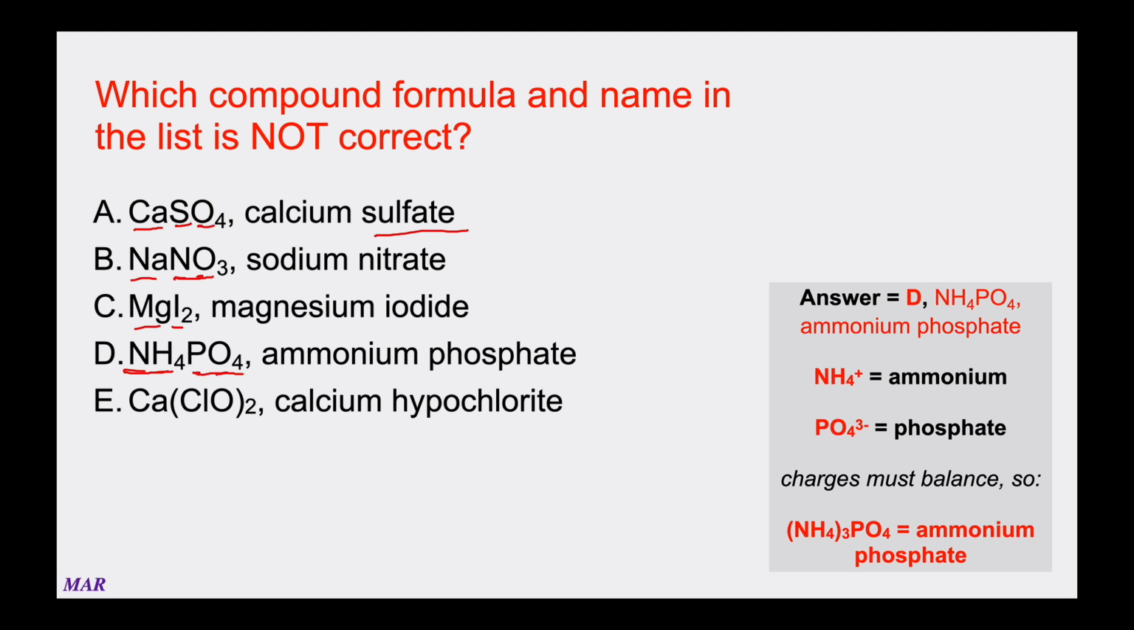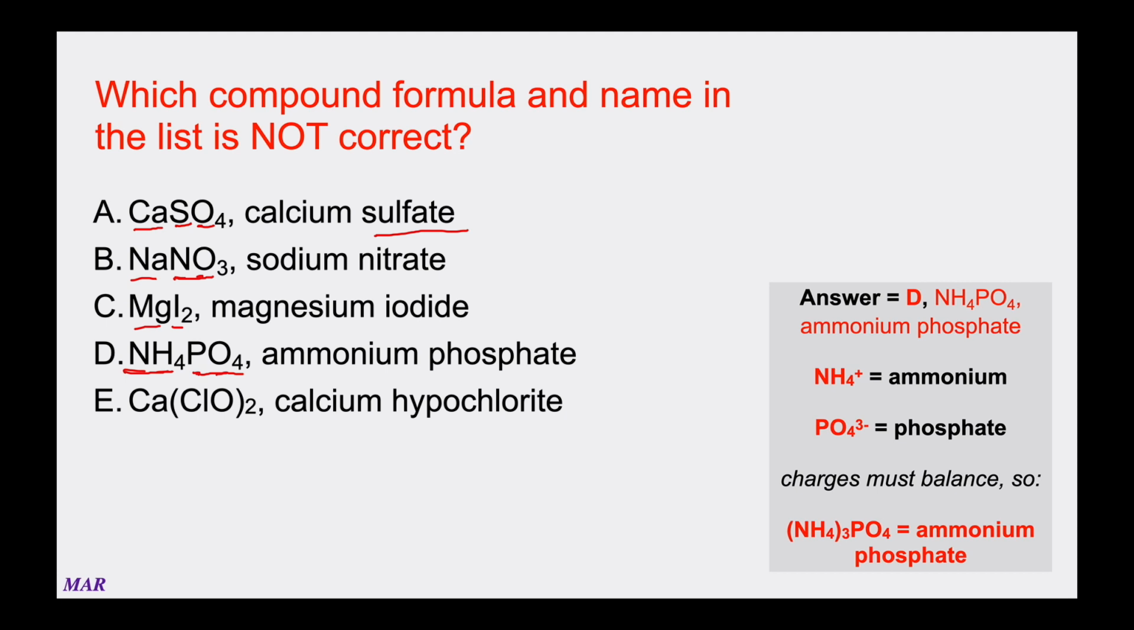So the formula would be parentheses NH4 parentheses 3 PO4. That would be the formula for ammonium phosphate. That way the 3 positive 1 ammoniums will balance the negative 3 phosphate, and you'll be good to go. So answer D is obviously the answer.